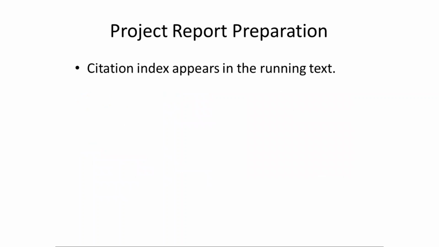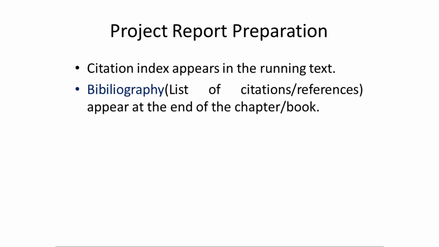And then a citation index appears in the running text. If you refer to some content which is available in journals or conference proceedings or on websites or in video lectures at times, you have to cite that work. Citation here means you have to mention that work. And all such publications mentioned in your text should appear at the end as a collection.